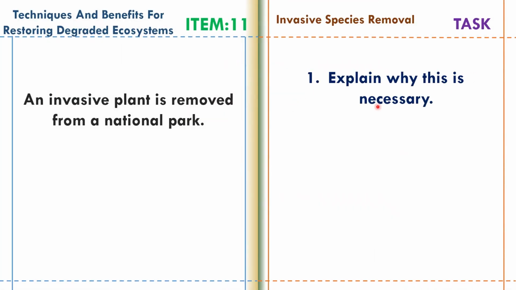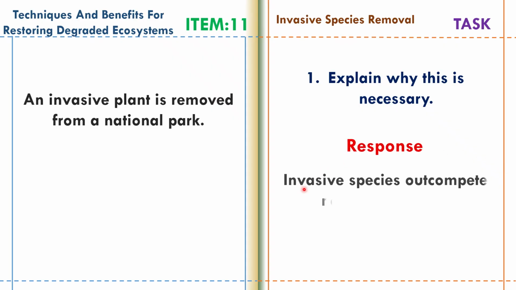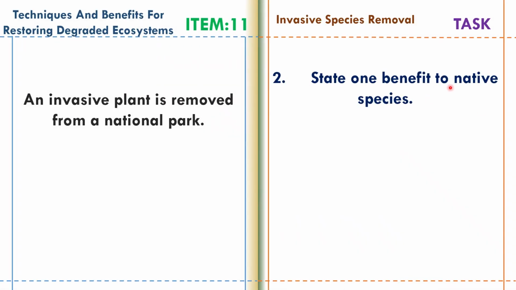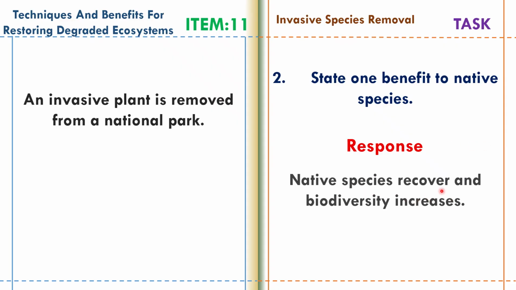Explain why this is necessary. Invasive species outcompete native organisms. State one benefit to native species. Native species recover and biodiversity increases.